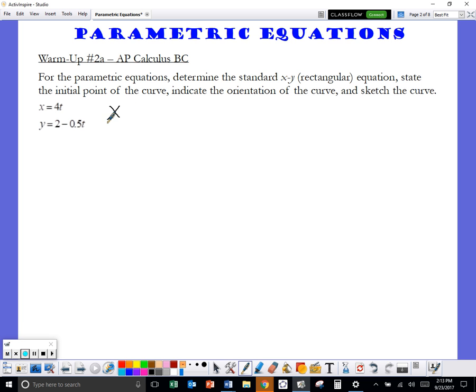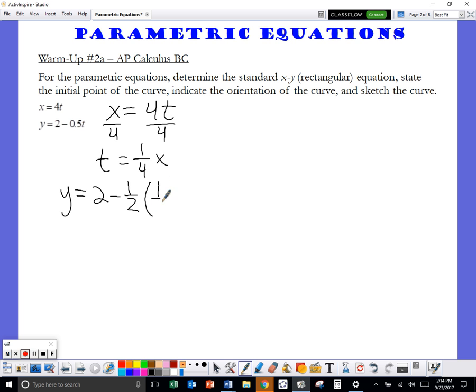Solving the x equation for t, we're simply going to divide both sides by 4. So t is equal to 1/4 x. And we're now going to plug that into our y equation. y is equal to 2 minus, I'm going to rewrite 0.5 as 1/2, because fractions are our friends. And then we're going to plug in the 1/4 x. Simplifying. And writing it in y equals mx plus b form, we have our xy equation.